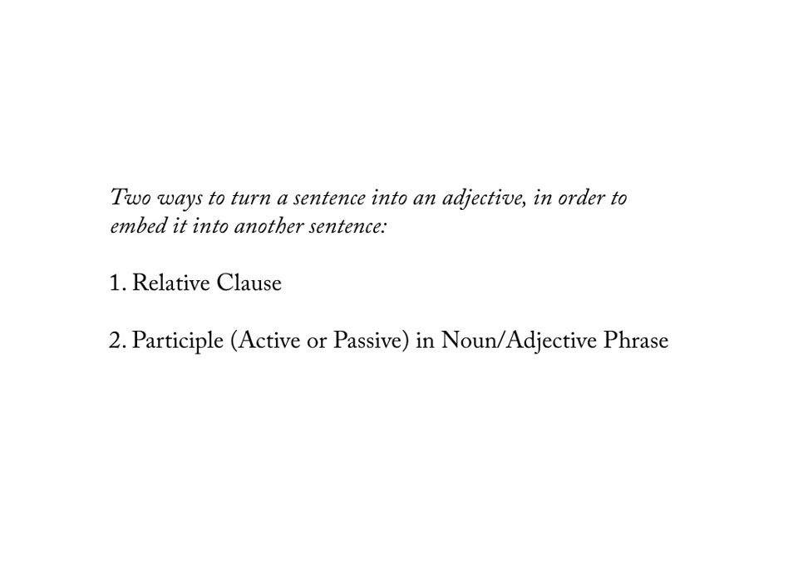In other words, how Arabic takes sentences and changes them into adjectives so that they can be used in other sentences. Now, you remember that adjectives can either be in noun-adjective phrases or they can be predicates of an equational sentence. So sentence adjectives are going to be the same. Arabic has two ways of turning a sentence into an adjective in order to embed it into another sentence. Relative clause is one way. That's something you're probably familiar with. We'll do a quick review of it here, but not a complete presentation. And a participle, either an active or passive participle, in a noun-adjective phrase.